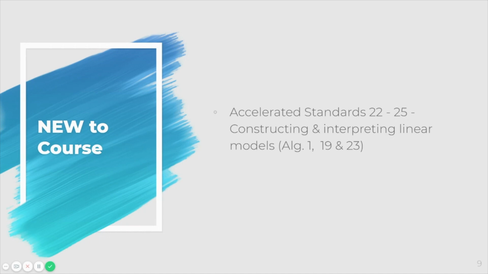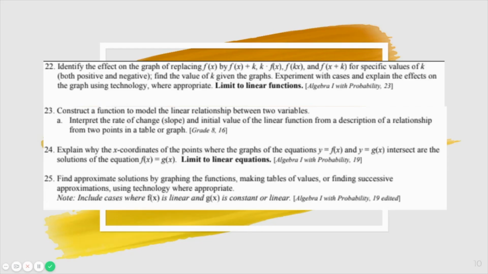The arc on constructing and interpreting linear models, Accelerated Standards 22 through 25, are all new standards for the Accelerated course. So as you can see on the screen, they will need to be able to talk about ways that f of x is changed by f of x plus k, k times f of x, etc. Again, limiting to linear functions.